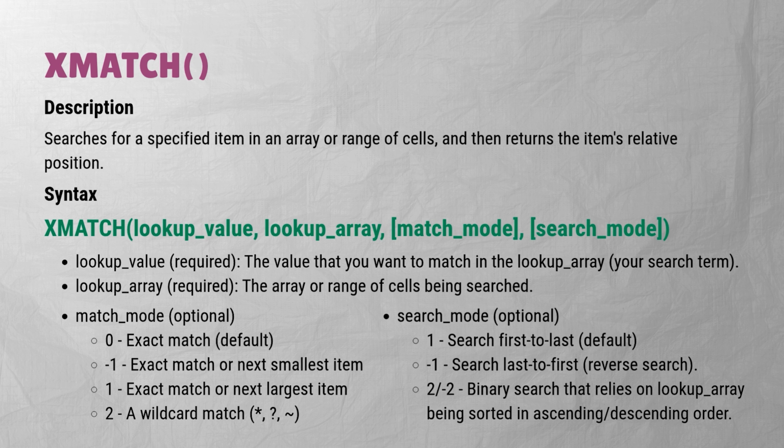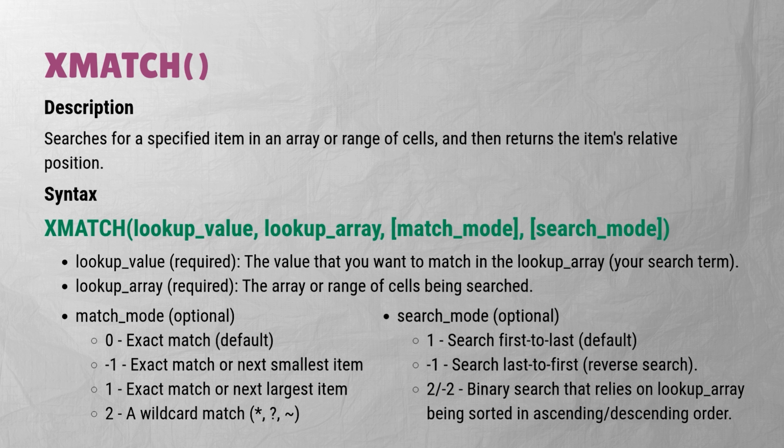Xmatch is similar to match. It's just a newer formula that allows us to be a bit more specific in terms of how the matching is done. So we have the 2 same parameters, the lookup value, which is what we're looking for, and the lookup array, where we want to find it and provide the index. But then we have 2 optional parameters, match mode and search mode. So match mode, same as with match, can be an exact match, which is now the default. So much easier, you don't have to provide this parameter.